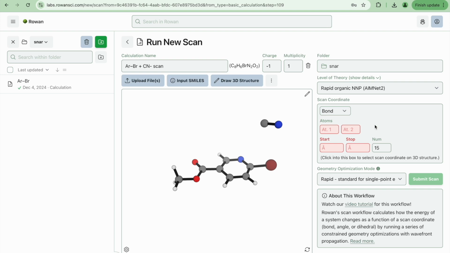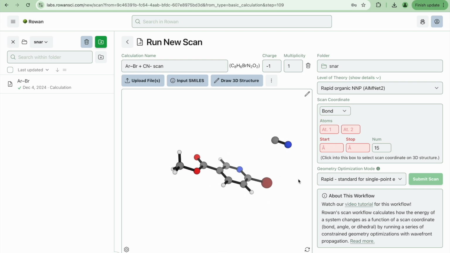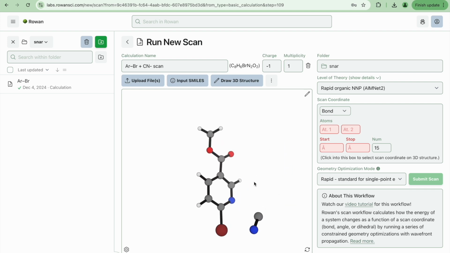We also are going to be doing a scan here, and the scan needs to make sense as well, so we haven't actually specified what we're scanning yet. So let's click into the box. We're going to take the nucleophilic carbon here, carbon 18, the carbon on this cyanide. We'll click carbon 18, which auto-populates there.